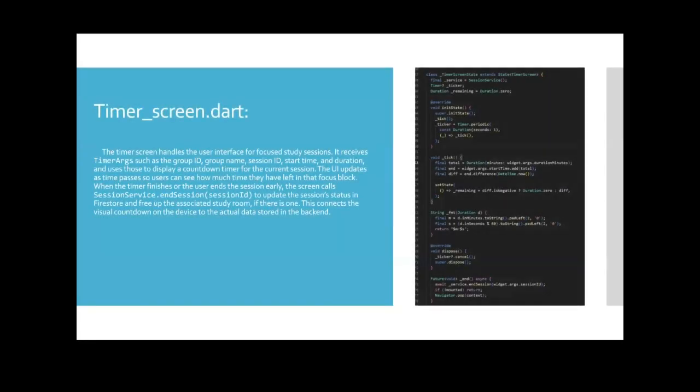Here we have the timer screen dart. The timer screen handles the user interface whenever you want to start a study session, and it takes all the data such as the group ID, the group name, the session ID, the start time, and how long you want to have the study session for. Users will be able to see a countdown timer for the current session. As time passes, users will be able to see how much time they have left in the focus block.